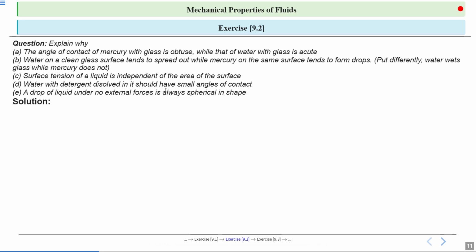Let's see the solution. So first, let's define angle of contact. This is the angle formed between the tangent to the liquid surface at the point where the liquid, solid and air meet.